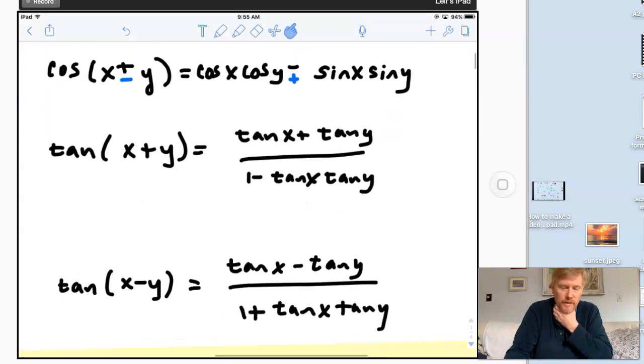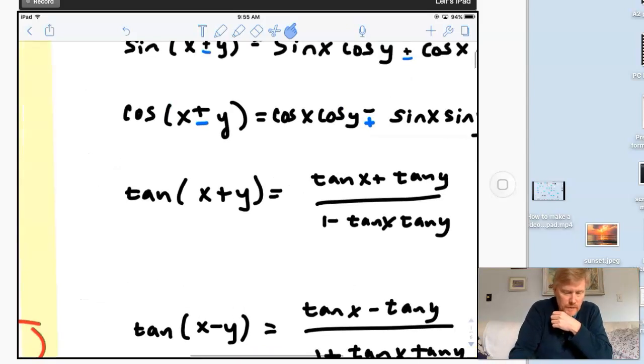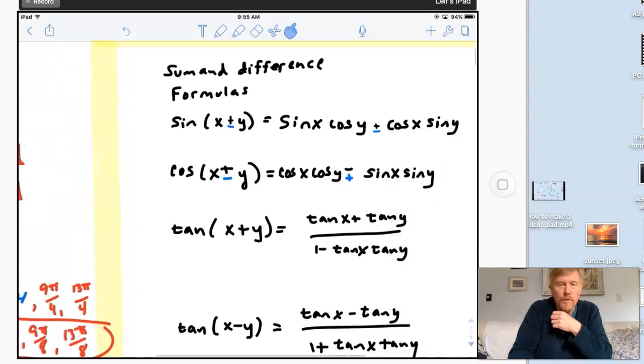Now with tangent, I wrote them down separately. I don't know why, but I guess it's not quite as easy. So these are the tangent formulas. I'm going to do one of these towards the end of the video. More often we're using the sine and the cosine for these problems. Okay, so those are the formulas we're working with in this section.